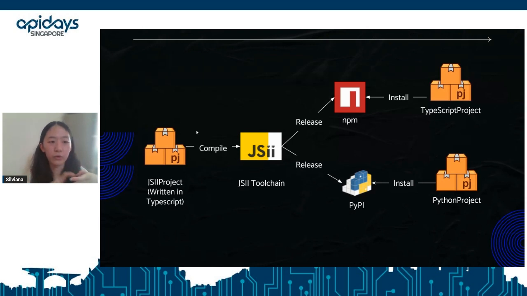then I will add the security components in those two projects, and then we will compile this JSII project using the JSII toolchain, and we're going to release it to npm, to PyPI, and then our TypeScript project can install this project from npm, and then we will be able to use these classes.